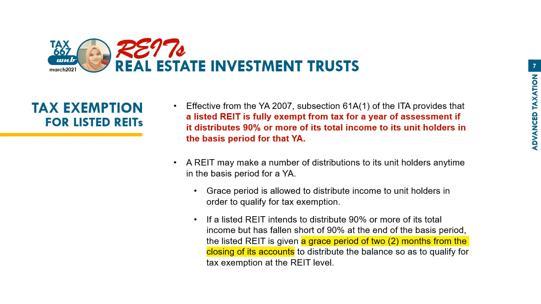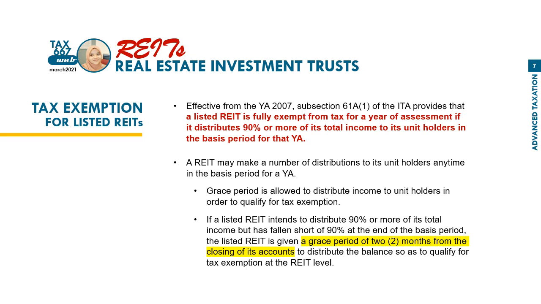So here is actually a special yang diberi kepada REITs sebab according to section 61A, capital A, it provides that a listed REITs. So buka mata besar-besar kat situ ataupun you boleh highlight listed REITs. Kalau REITs tu disenaraikan, listed, okay? Senaraikan kat mana? Senaraikan dekat bursa lah, sebenarnya kat Malaysia ni. So, a listed REITs is fully exempt from tax for a YA, tak payah bayar tax langsung untuk 1 tahun taksiran tu, kalau, okay, dia ada syarat dia, kalau it distributes 90% or more of its total income to its unit holders in the basis period for that YA.